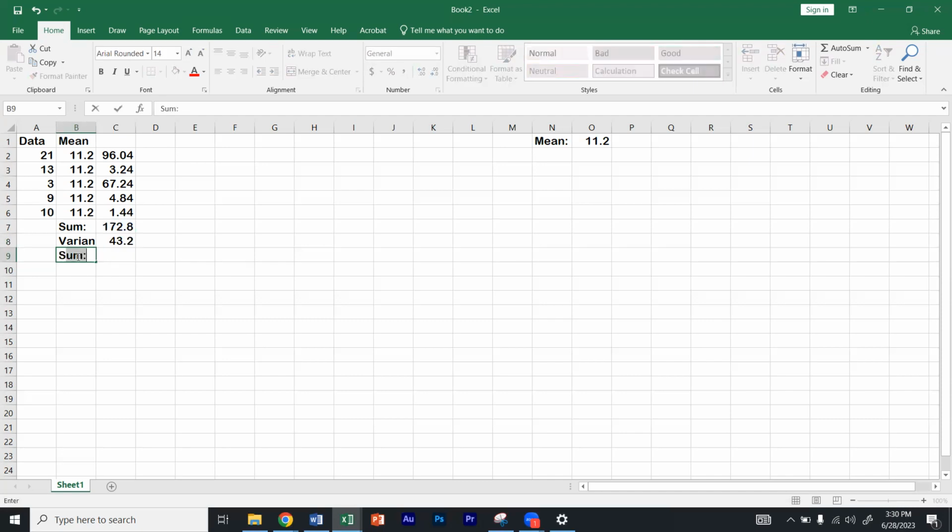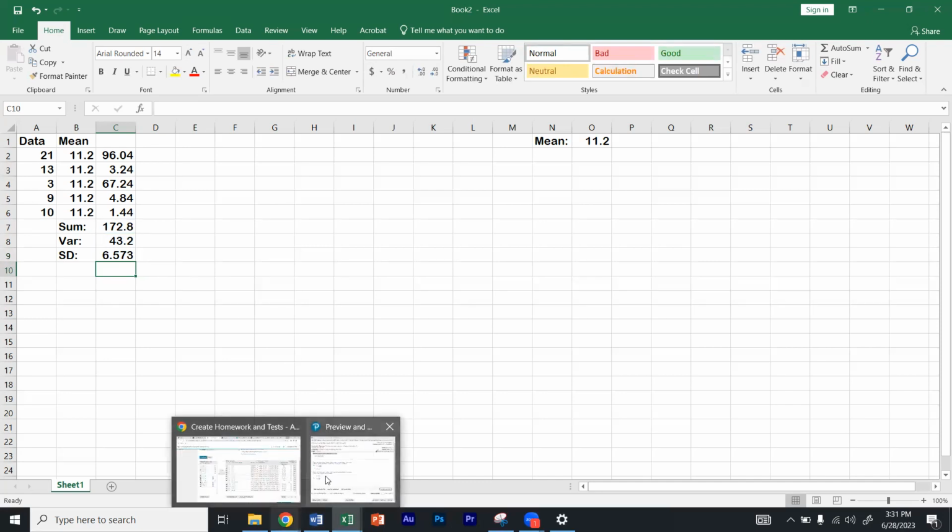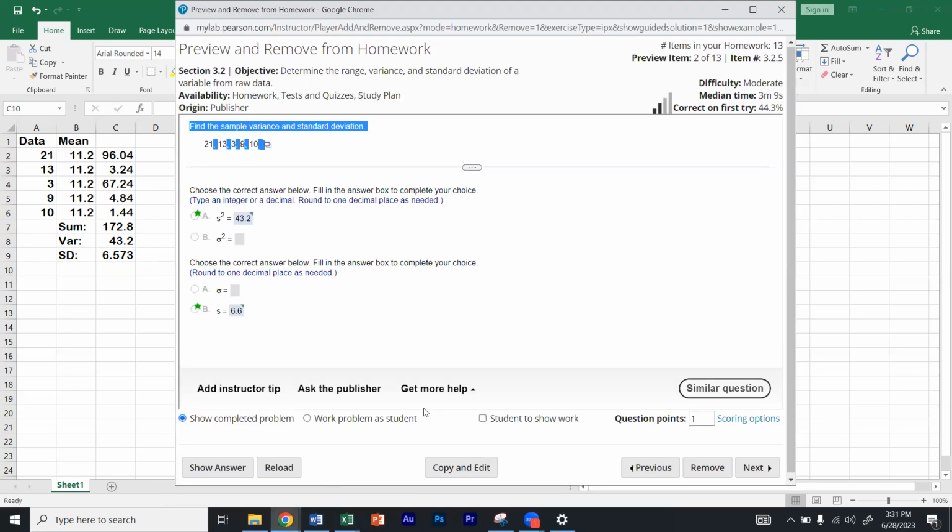The standard deviation is simply, let's just write var. Our standard deviation is basically the variance to the power half, or square root of the variance. Now I'm getting 6.573. I hope that's correct. Let's go check. If I messed up, I have to find the mistake. So they're saying 6.6. I'm okay with it.